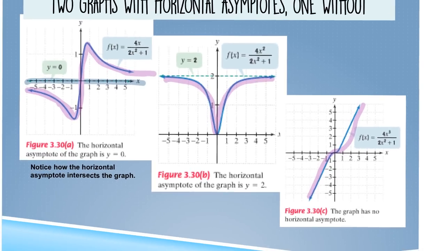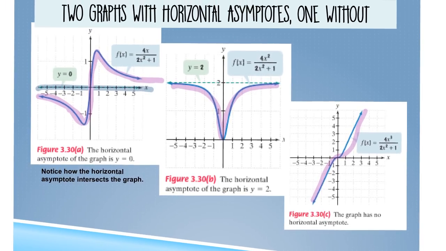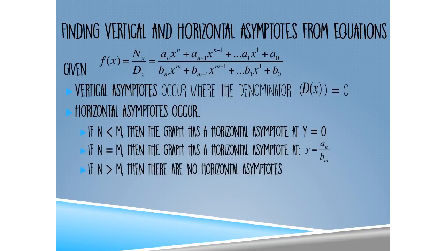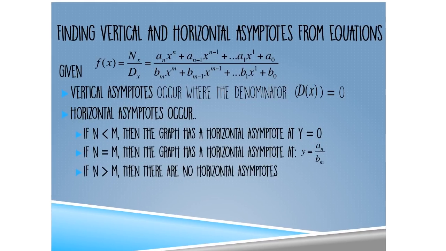So just a couple examples of things you might see. Now let's talk about how to find those vertical and horizontal asymptotes. Given your function f of x equals n sub x over d sub x, which just means numerator and denominator, my vertical asymptotes occur where the denominator equals 0. So whatever's in the bottom, I would set it equal to 0, and that's where my vertical asymptote occurs. My horizontal asymptote occurs in 3 different cases.